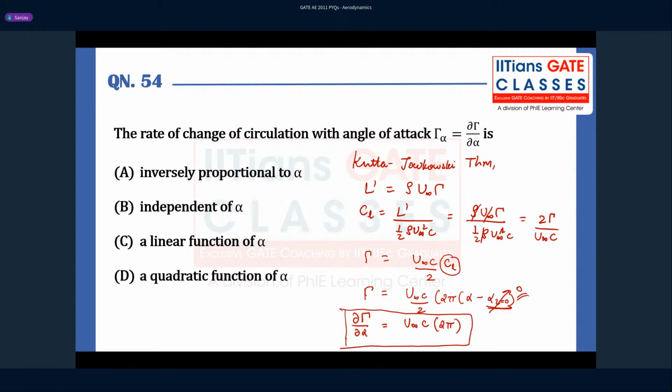Now, can you tell me what should be the answer according to the options? Is dou gamma by dou alpha dependent on alpha? U infinity is a constant, C is a chord length constant, 2 pi is again a constant, right? So dou gamma by dou alpha is going to be independent of alpha. You can clearly see it does not depend on alpha anywhere. Okay. So I think this is clear. It was very straightforward. See, to solve this, we have not used the data from the passage, right? So that is not always necessary.